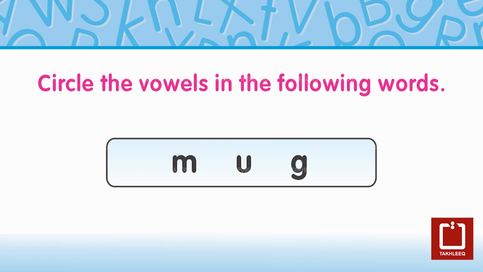Here is a word mug. M-U-G. Mug. U is vowel in the word mug, so we encircle U.